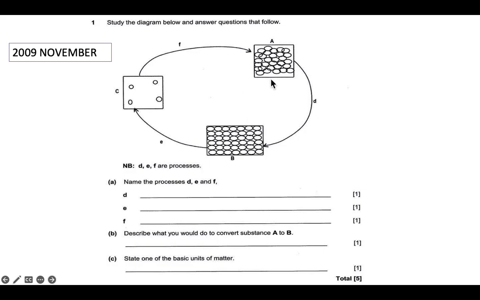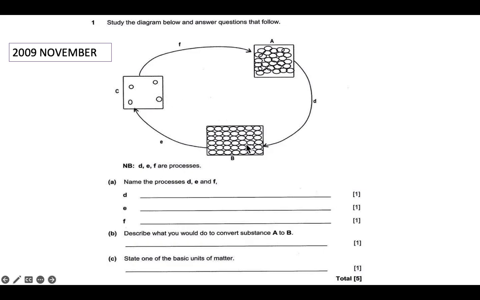When it comes to liquids, particles are fairly packed, and they move randomly in the substance. And when it comes to gases, particles are far apart, and they occupy the space available. So that's what we have.